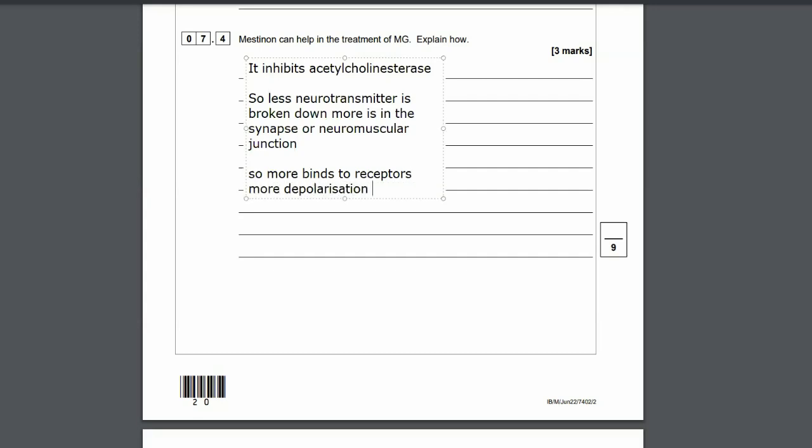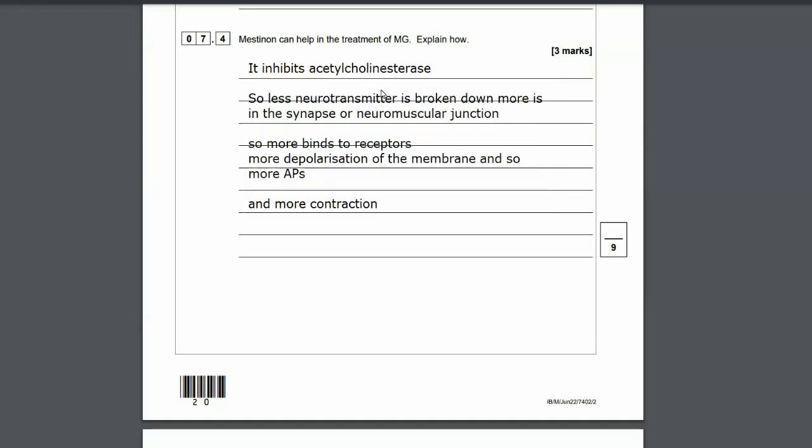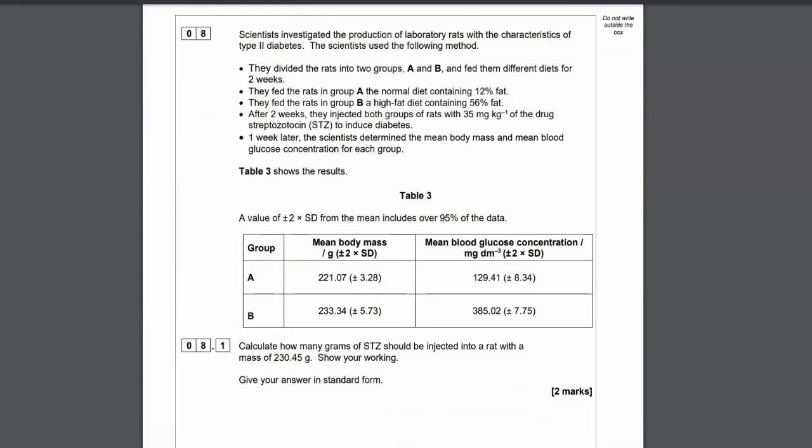sites on the postsynaptic membrane at the neuromuscular junction. They're going to depolarize that membrane, because they're opening more sodium gates, letting more sodium ions in, greater depolarization, greater chance of action potentials, or more frequent action potentials. So, really, that's how it works. And it means you're going to end up with more muscle contraction. So it's going to help people who have very weak muscle contraction.